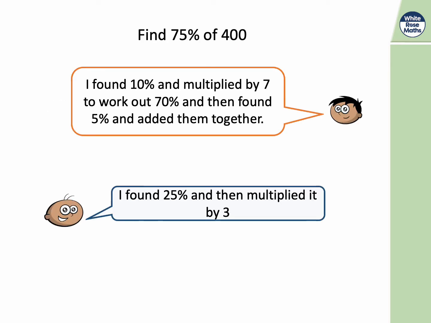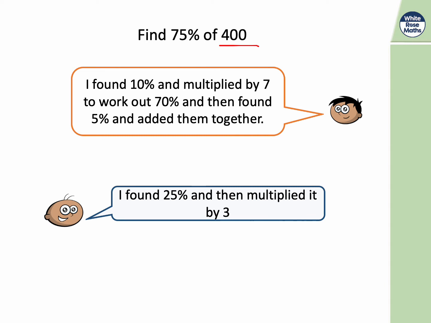So find 75% of 400. I found 10% and then multiplied by 7 to work out 70%, and then 5%, and added them together. So that will also work. I found 25% and then multiplied by 3. Again, that will also work as well.